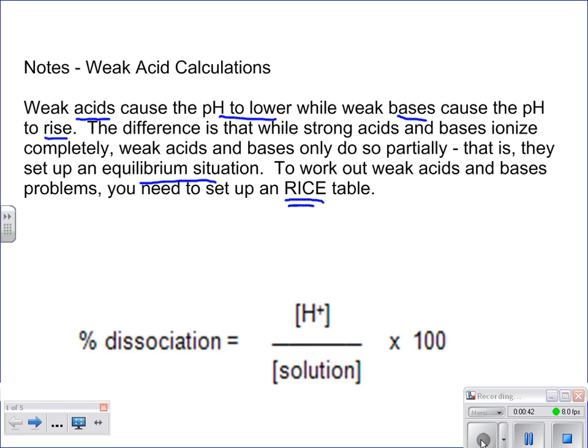So just like we did with our equilibrium constants in doing our RICE tables, we're going to have to set one of those up for weak acid calculations. And another part of this is that we can calculate the percent of dissociation, how much of it actually breaks apart. And this is going to be our formula here. We look at the concentration of our hydrogen ions divided by the concentration of the entire solution. This is at equilibrium. And then you multiply that times 100.